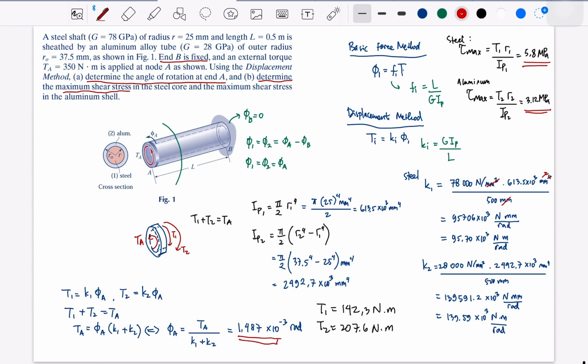Okay, I would like to give you more examples here, but before that, just one more small section about the power transmission. Okay, so we are going to look at the power, which we define as a torque multiplied with the angular speed.